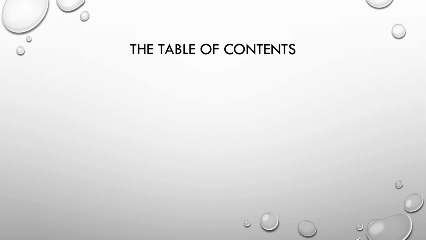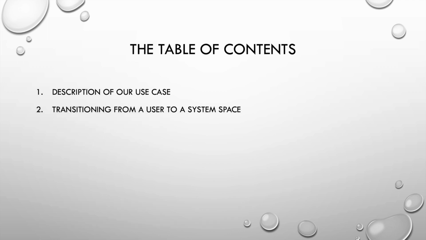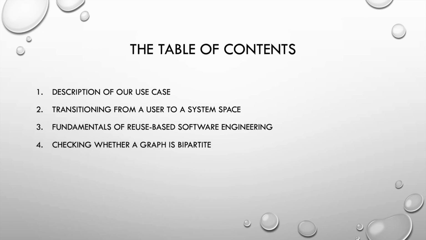The table of contents is as follows. First, we will introduce our problem description to have something to work with. Then you will see how to transition from a user to a system space, as well as learn about the fundamentals of reuse-based software engineering. You will also learn about one algorithm and method to check whether a graph is bipartite. At the end, we will reflect on various requirements models and processes.